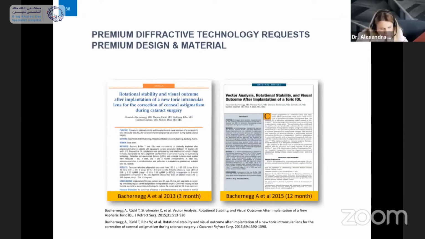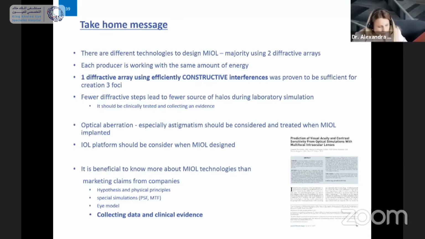And we have evidence about this, about the presented lens. So just to wrap it up, the take-home message. We know that there are today different technologies and new ones keep coming onto the market. The majority of them use two diffractive arrays. Each producer is working with the same amount of energy, so it cannot be lost or just regenerated. It's 100% and we have to work with it.